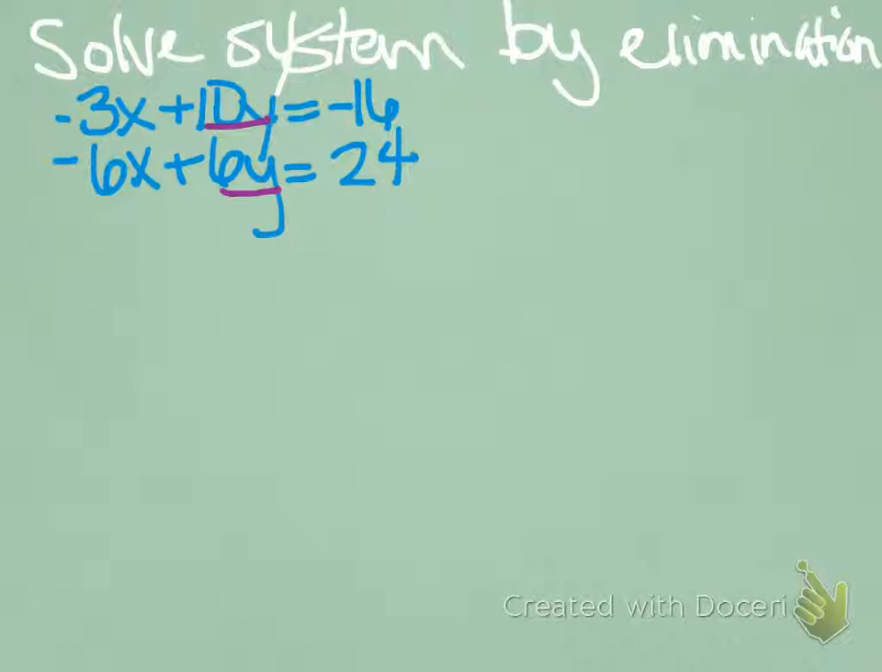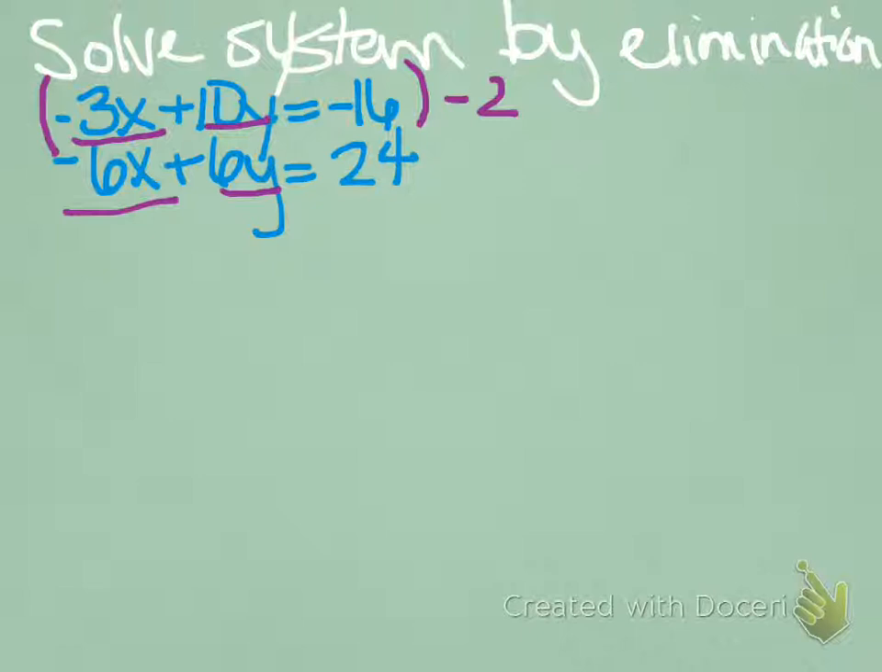But if we look at negative 6x and negative 3x, these two can look very similar, but we want them to have opposite signs. So we're going to multiply this whole top equation by negative 2. Because if we multiply by negative 2, then this negative 3x will become a positive 6x. Well, that will make those two x's be eliminated. So that's what we want.